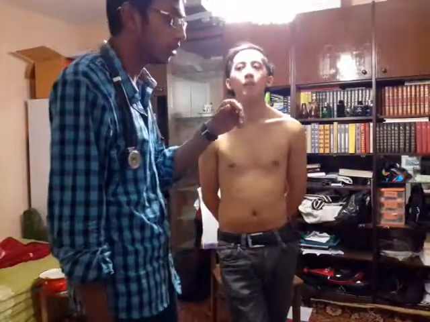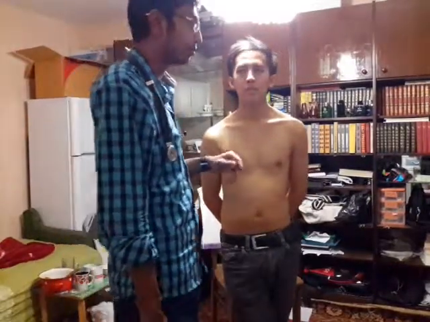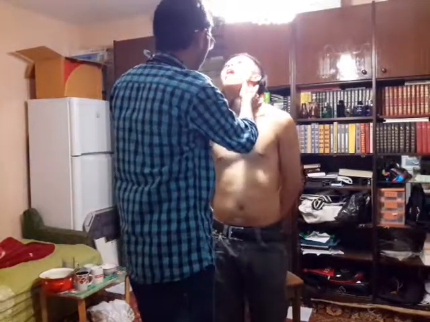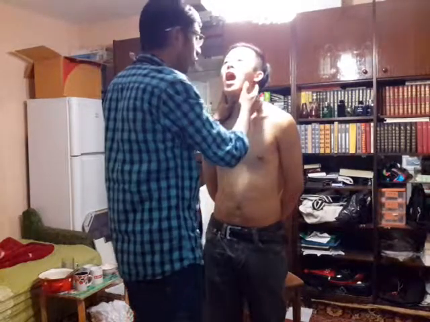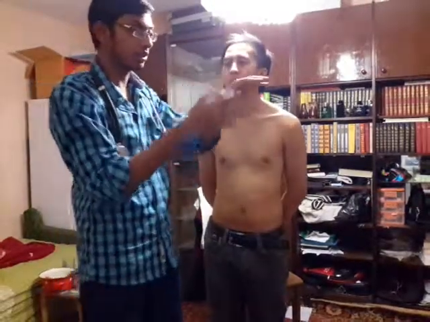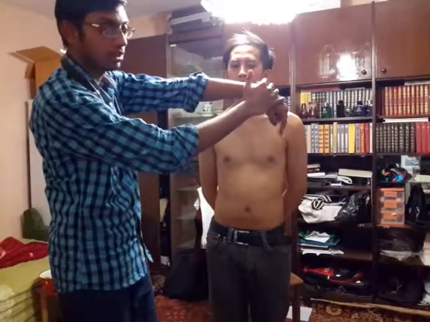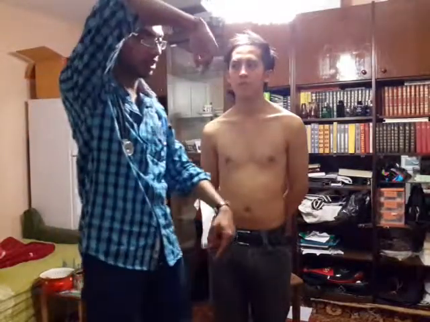Okay, Mueller sign. Mueller sign, you ask the patient to open his mouth. Mueller, Thomas Mueller. You ask the patient to open his mouth, and you have to look for the uvula. Hard palate, soft palate, uvula. The uvula is the one which is hanging.